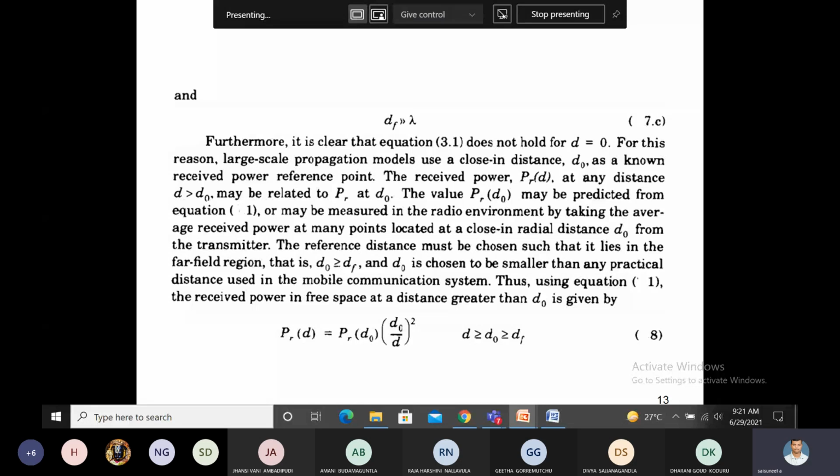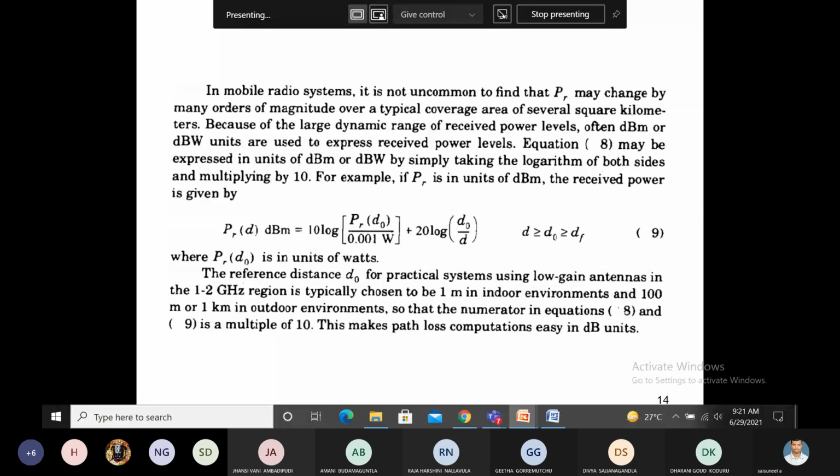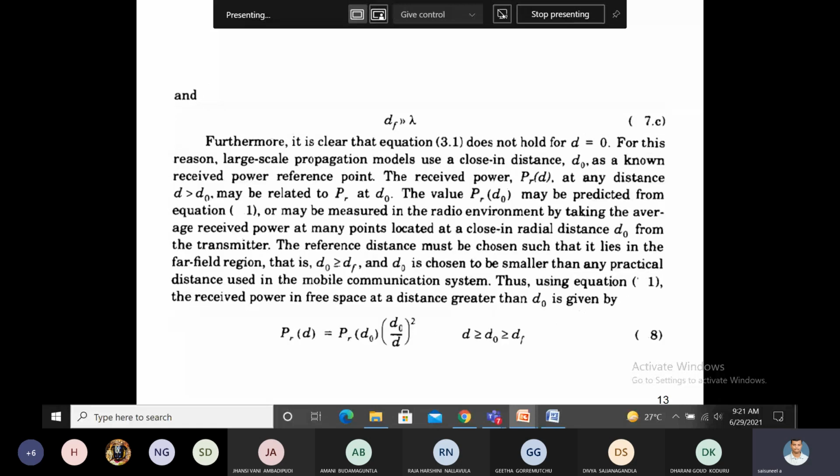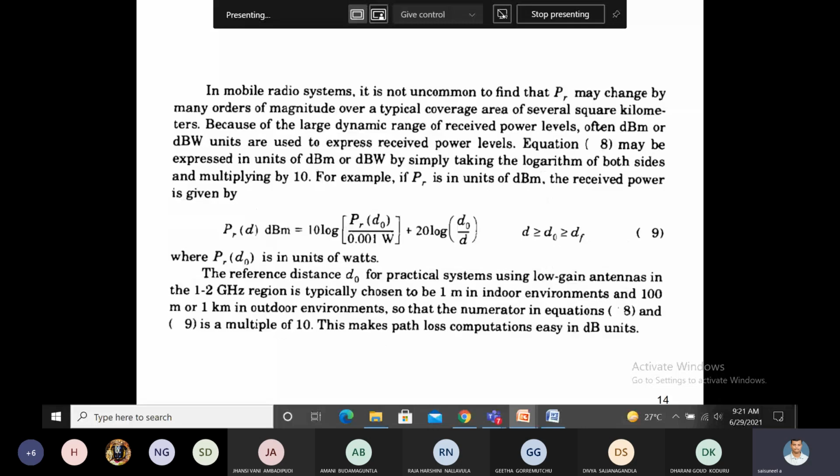Suppose we have to calculate PR in terms of dBm. This is the generalized equation of the received power with distance. Suppose we convert this equation into dB or dBm, with distance in meters. Then PR of D in dBm is equal to 10 log PR of D by 0.001 watt plus 20 log D naught by D. This is the equation in terms of dBm.